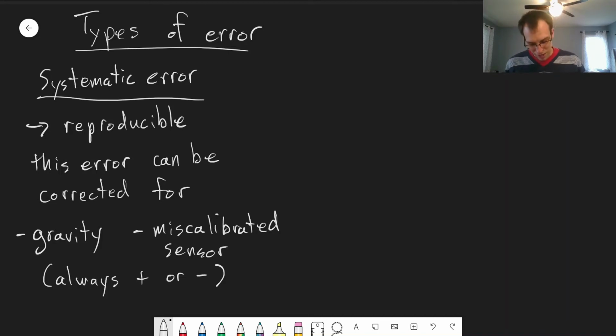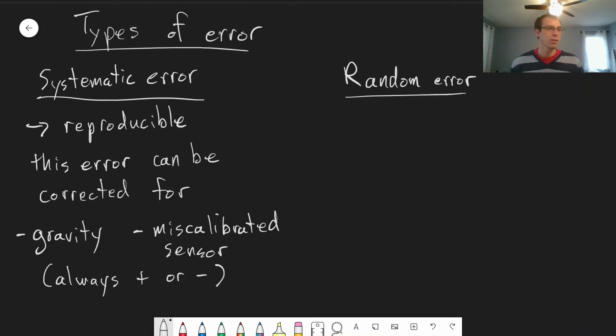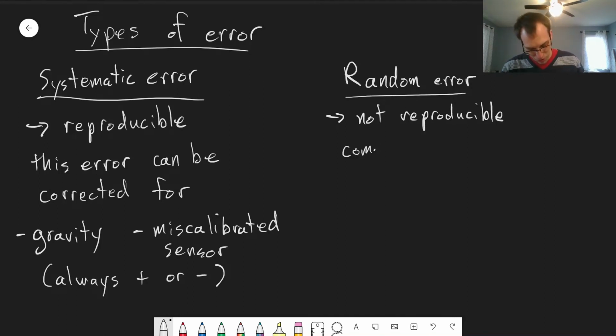The other type of error is known as random error. Random error comes from things that you can't control. So it's not reproducible. That's what really differentiates it. And you can't really correct for it. It's just always there and present. And this comes from uncontrolled things in the experiment.